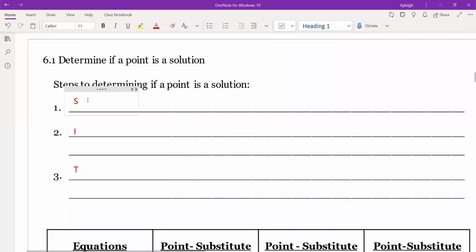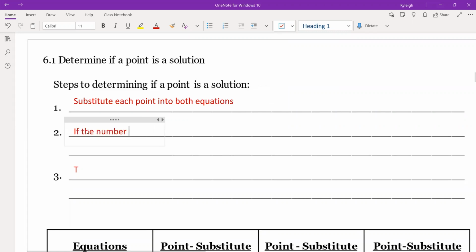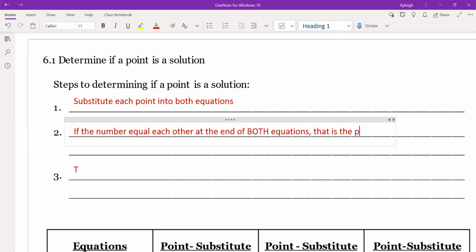All right, so we are starting Unit 6, which is all about systems of equations. So first we have to figure out if a point is a solution or not. In order to do that, we substitute each point into both equations. Okay, and then if the numbers equal each other at the end of both equations, that is the point of intersection.